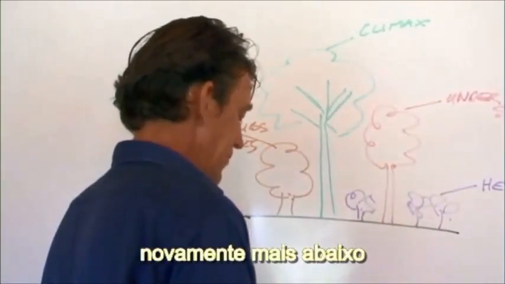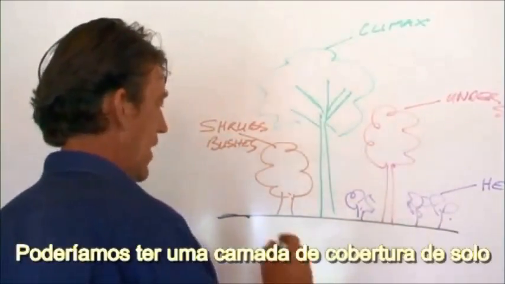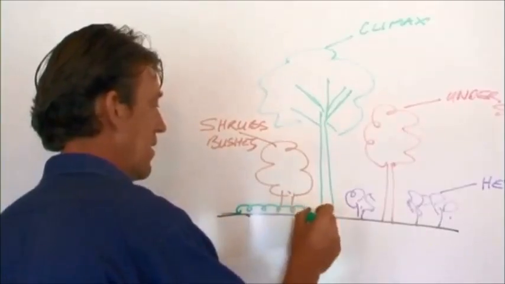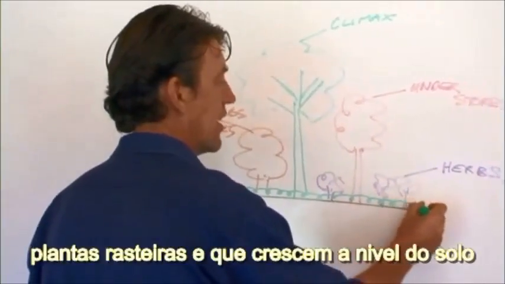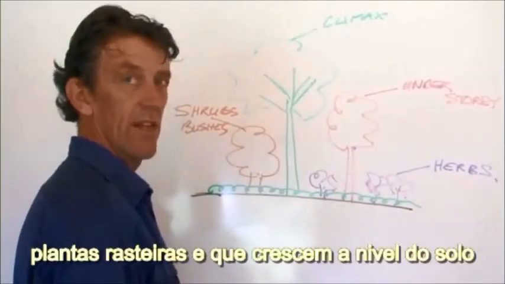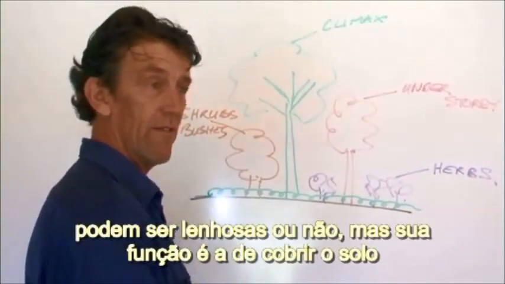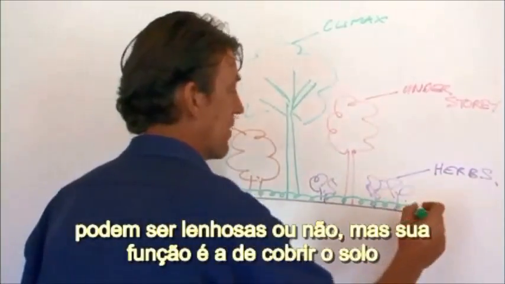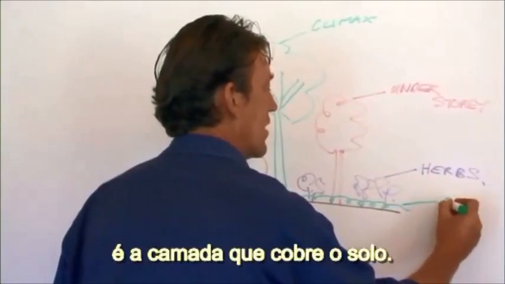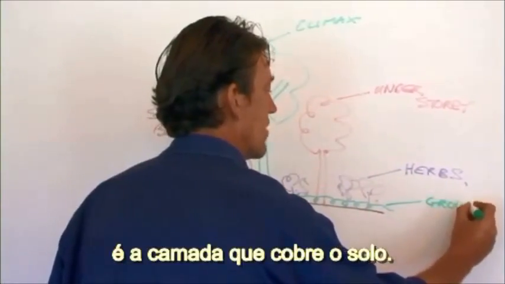Below there again, we can have a ground covering layer. The plants that are prostrate and creep across the ground. They can be woody and non-woody, but they're physically a ground covering function or layer. So you have your ground covers.